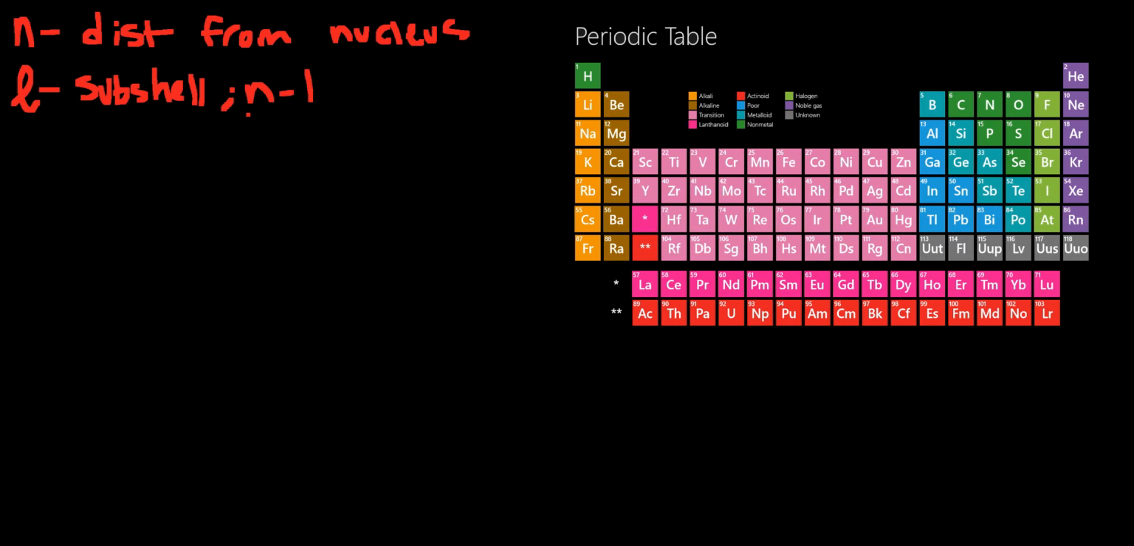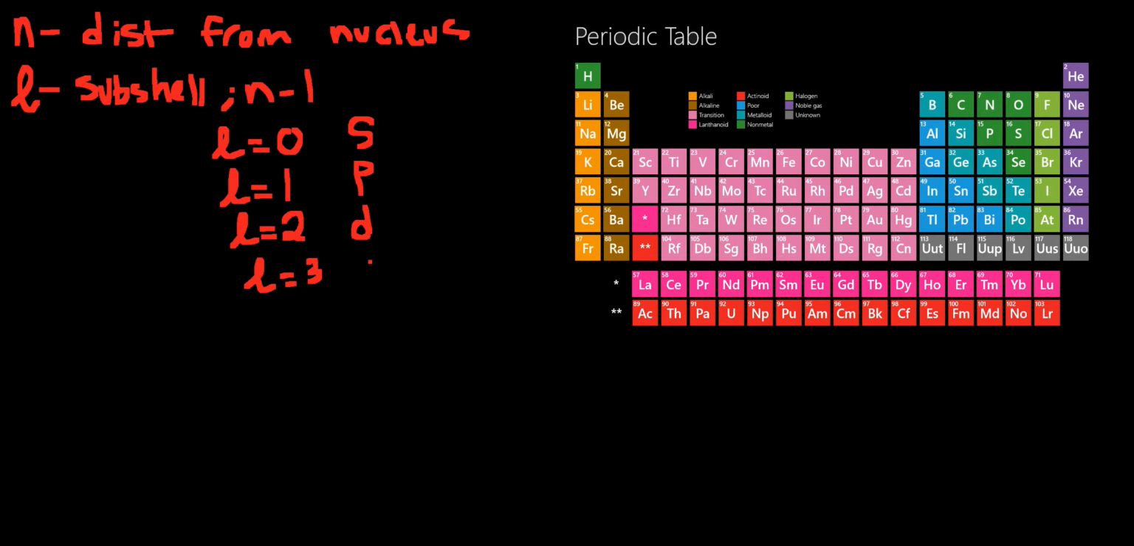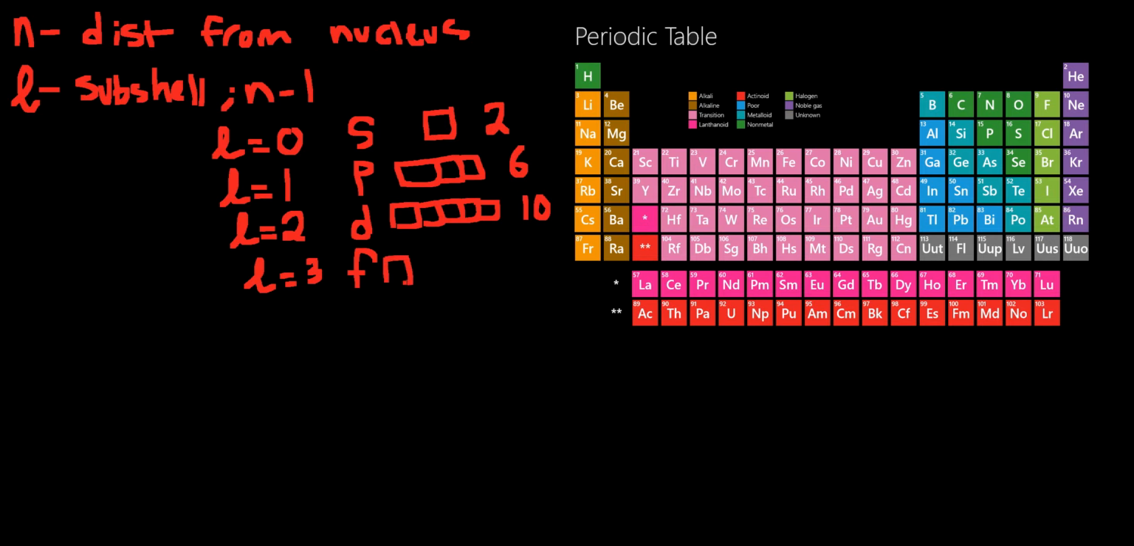When L is 0, that means it's S. When L is 1, that means it's P subshell. When L is 2, that means it's D subshell. And when L is 3, that means it's F. And we already know the S can only take 2 electrons. The P can take 6 electrons, hence it has 6 boxes in it. Each box can take 2 electrons, so 6. The D can take 10 electrons, so it has 5 boxes in it. And then finally the F can take 14 electrons, so it has 7 boxes in it. 1, 2, 3, 4, 5, 6, 7.